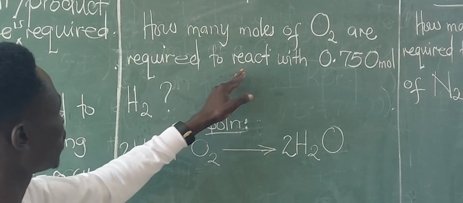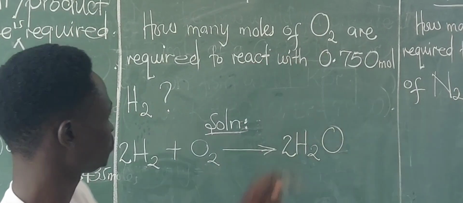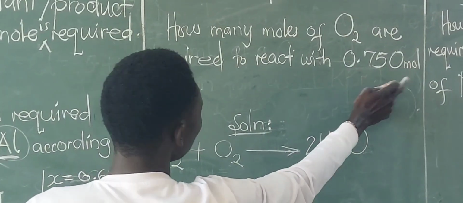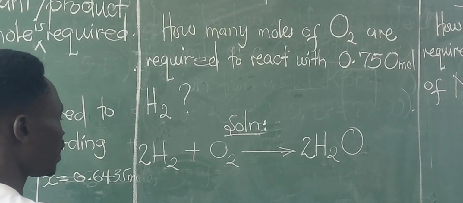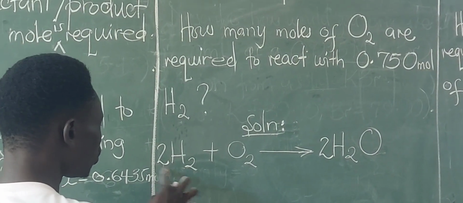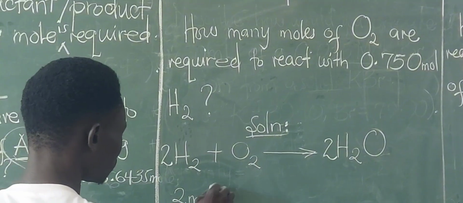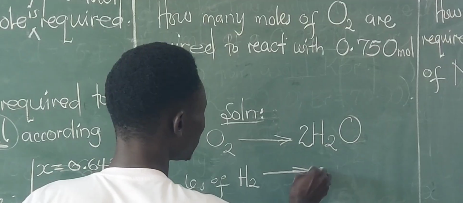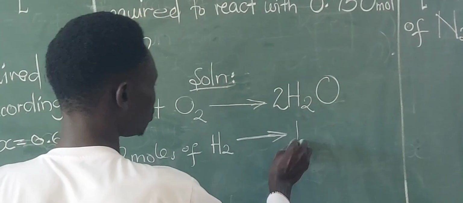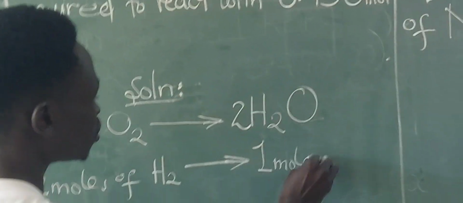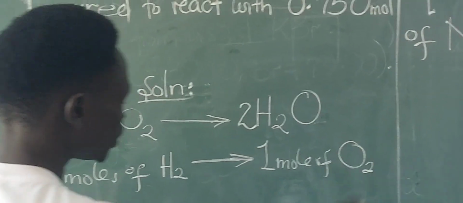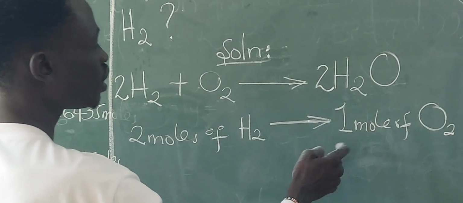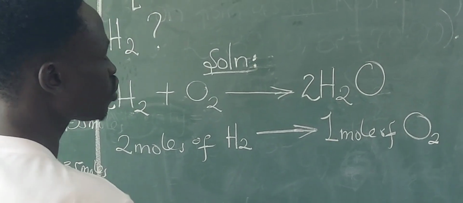So now let us solve for the moles of oxygen required. How many moles of oxygen are required to react with this moles of hydrogen? You use the relationship. Two moles of hydrogen react with one mole of oxygen.